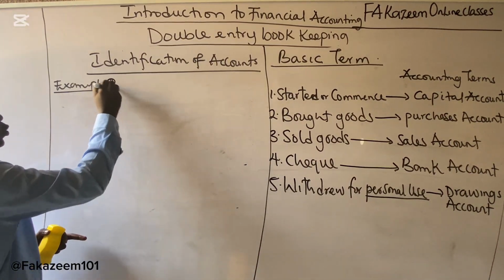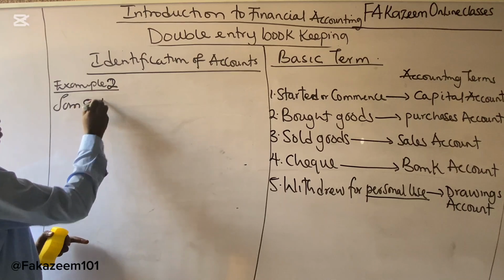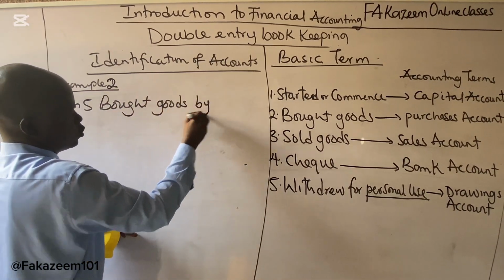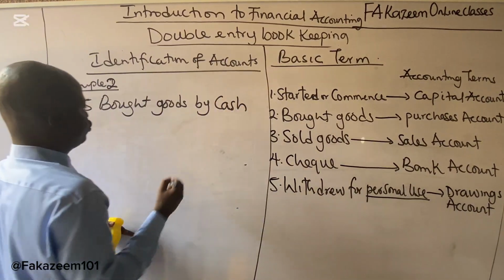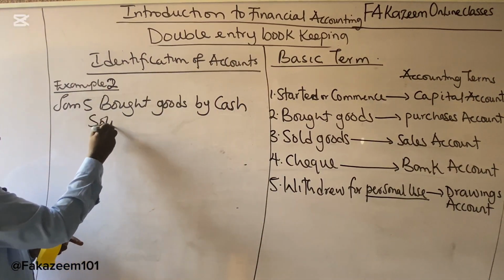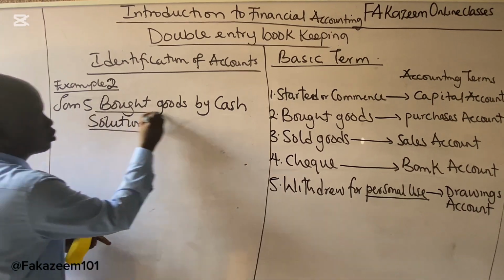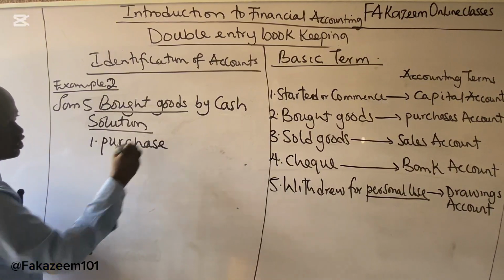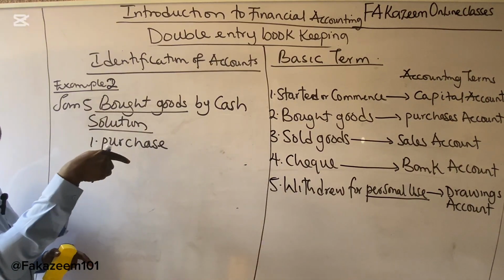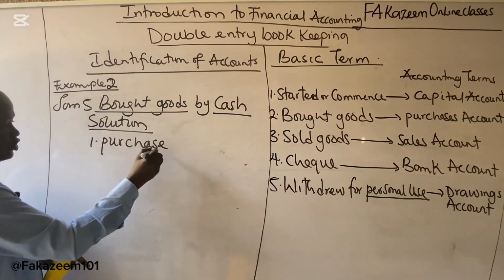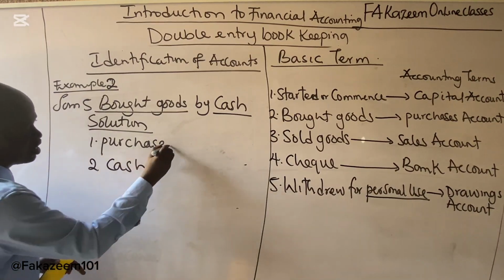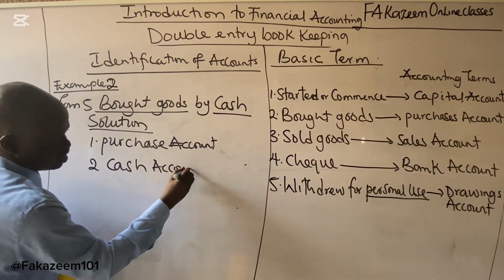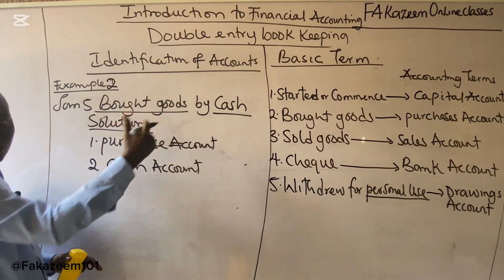Example 2. Let's say January 5, bought goods by cash. Solution: bought goods. You have identified one account. That's purchases. This goods is meant for sales. What they use to buy the goods is cash. The second account you have identified is cash account.